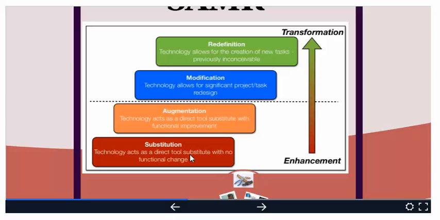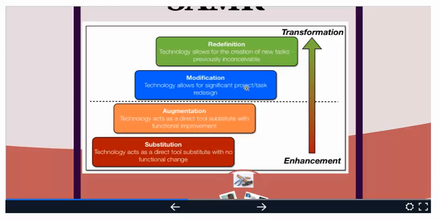An example of this would be essay writing. Instead of by hand, we type the essay using basic features of a word processing program. The second phase would be augmentation. Technology acts as a direct tool substitute with functional improvement. An example would be writing our paper on Google Docs. This is a collaborative document.